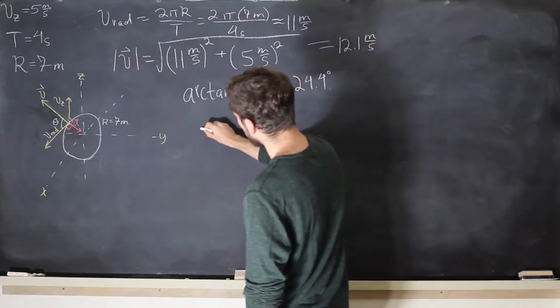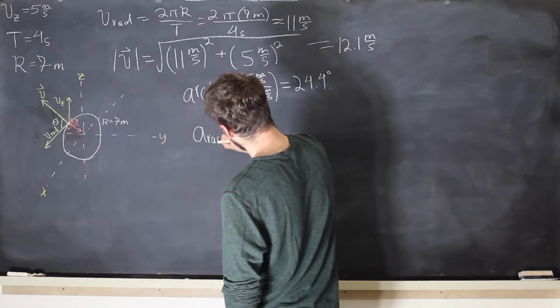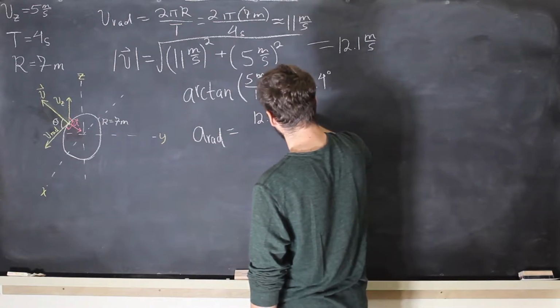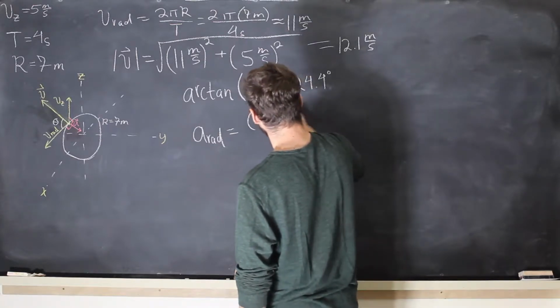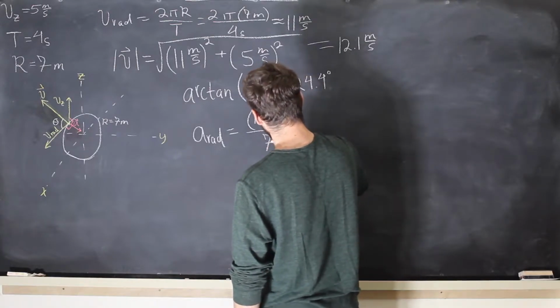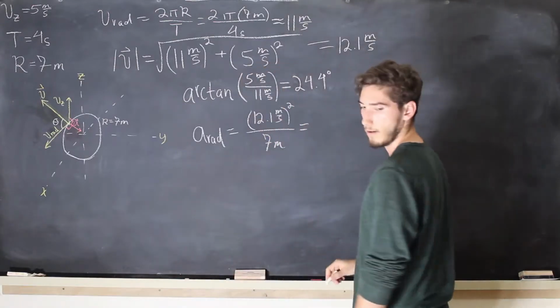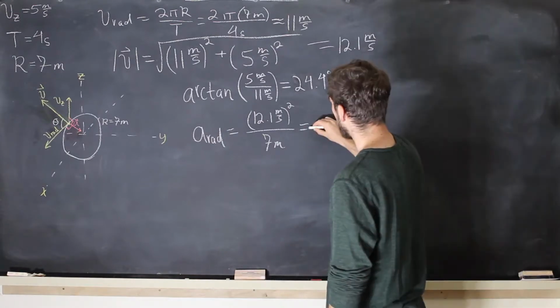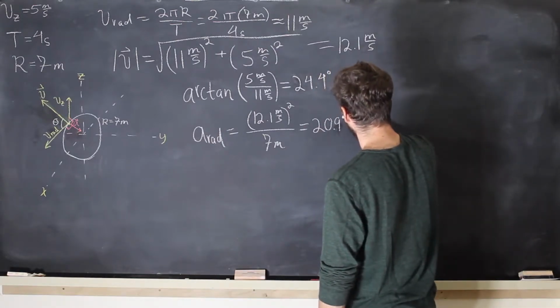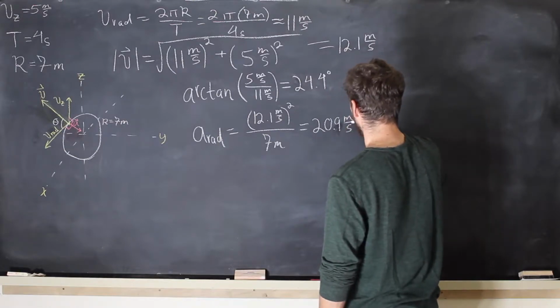And then we can solve for acceleration radial, and it's going to be equal to 12.1 meters per second squared over the radius, if you remember from the formula, from the concept, which is going to be equal to approximately 20.9 meters per second squared.